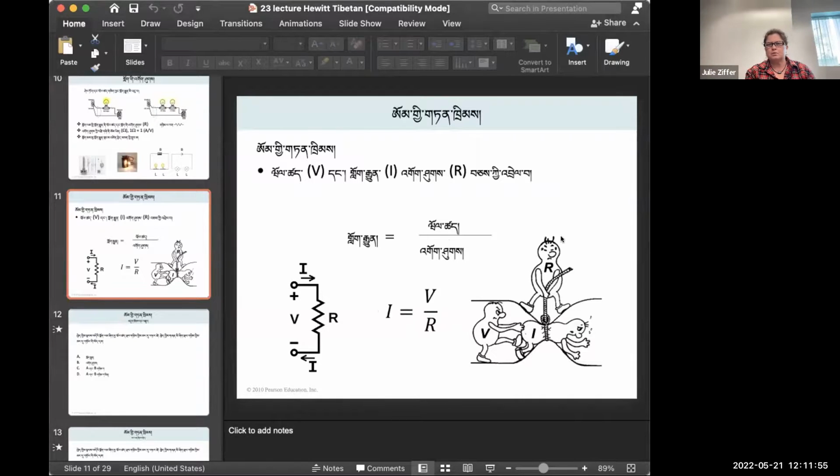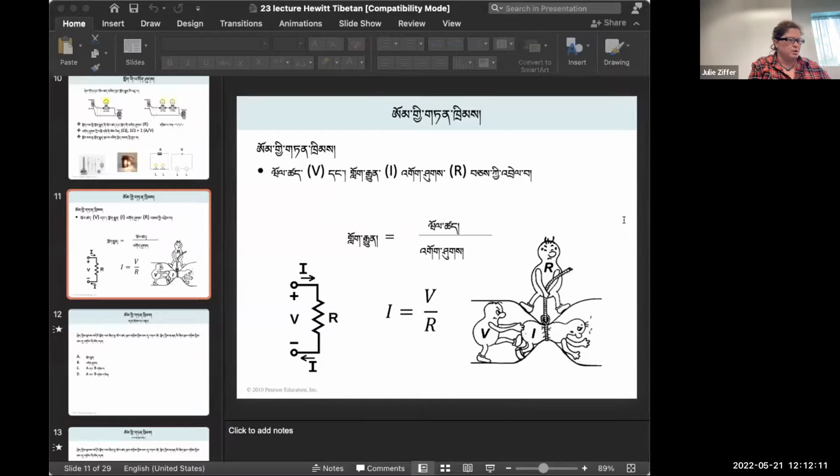Okay, so this is talking about Ohm's law. And Ohm's law tells us how much current we're going to get. And remember, current is how many electrons are flowing past a point at some time. So if I have a wire like this, and there are lots of electrons going through it, then I want to count how many are going through it in a given time.